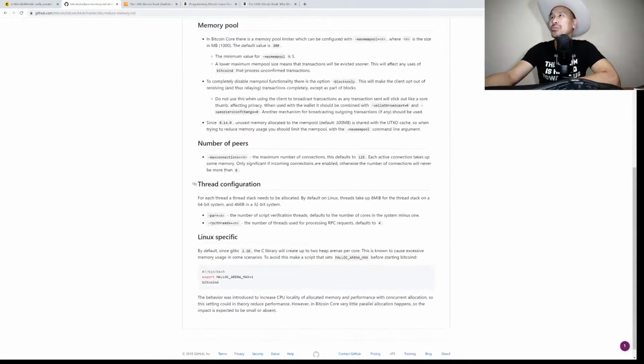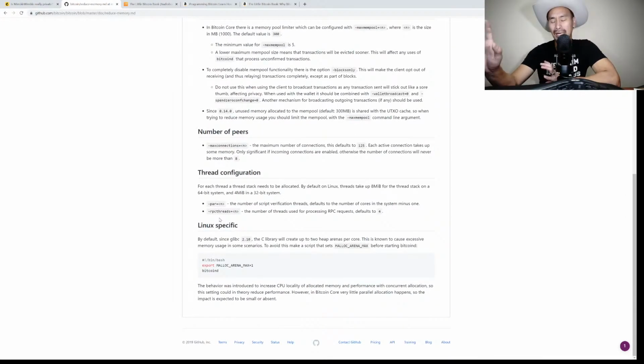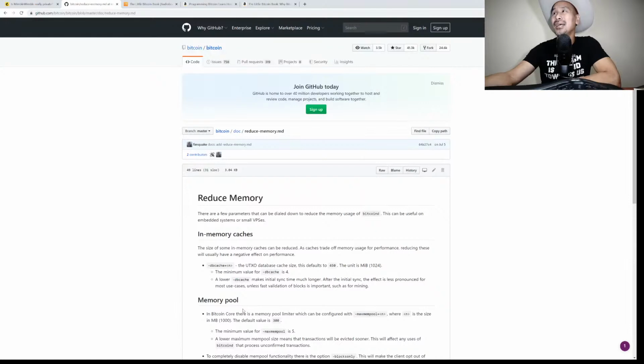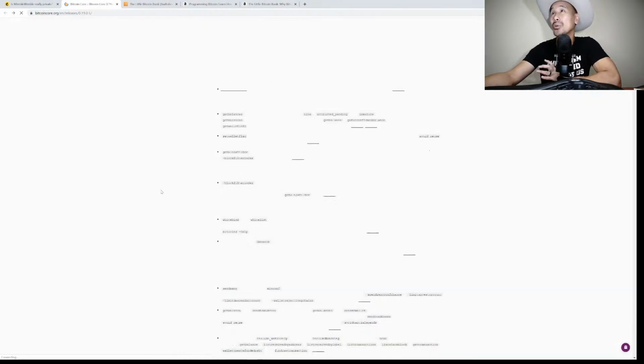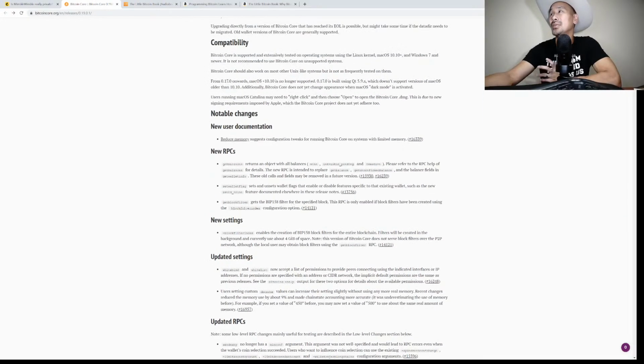In-memory cache, mempool, number of peers. If your node goes down or runs out of memory, or if it's swapping to disk or something like that, this is a good way to make sure that your node doesn't do that, because you can get rid of some of the memory intensive procedures and so on.